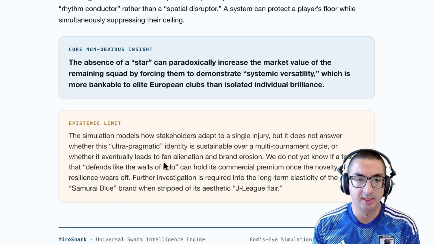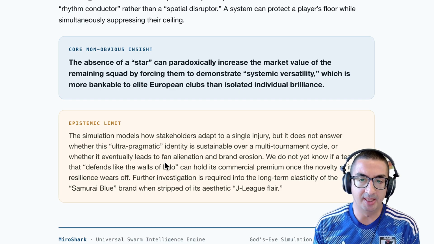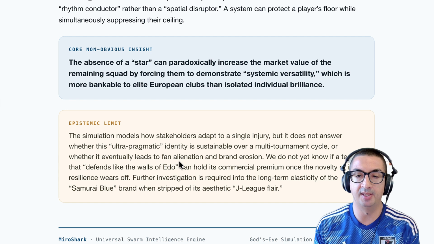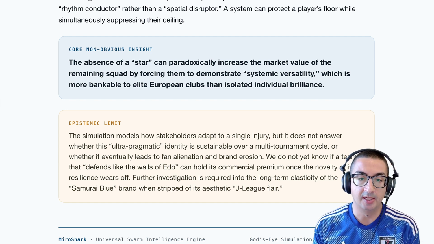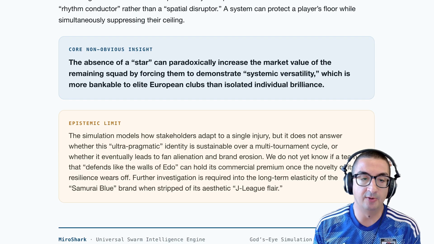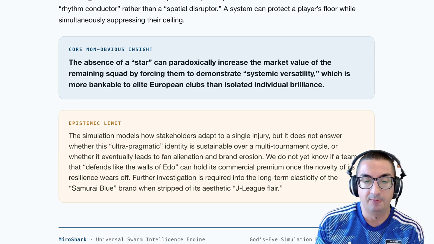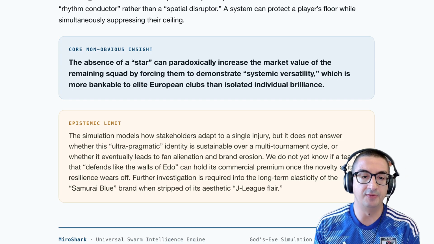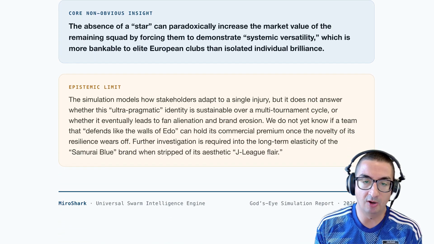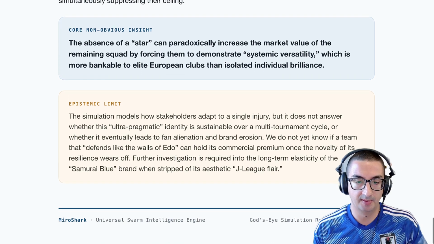Epistemic limit: the simulation models how stakeholders adapt to a single injury, but it does not answer whether this ultra-pragmatic identity is sustainable over a multi-tournament cycle, or whether it eventually leads to fan alienation and brand erosion. We do not yet know if a team that defends like the Wolves of Edo can hold its commercial premium once the novelty of its resilience wears off. Further investigation is required into the long-term elasticity of the Samurai Blue brand when stripped of its aesthetic J-League flair.